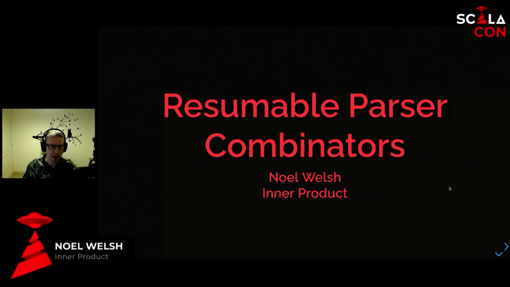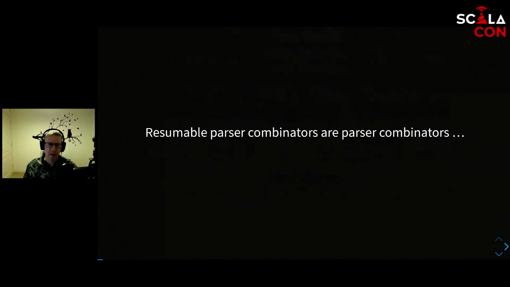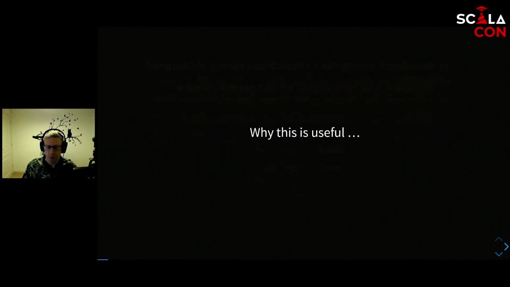So I will be talking about resumable parser combinators, and you're probably wondering already, what is this and what is it useful for? So resumable parser combinators, as the name suggests, are parser combinators where the parsing can be suspended and resumed. The question naturally arises, why do you want to do this? And the answer, at least the answer I'm going to give, is for embedded domain-specific languages.